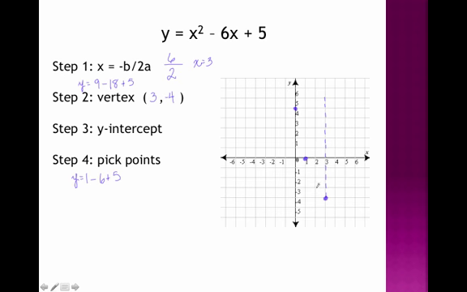I'm also going to try the point where x equals 2, so I'm going to plug my 2 in for x. I get y equals 2 squared, or 4, minus 12 plus 5. So I know that where my x equals 2, my y is going to be negative 3.